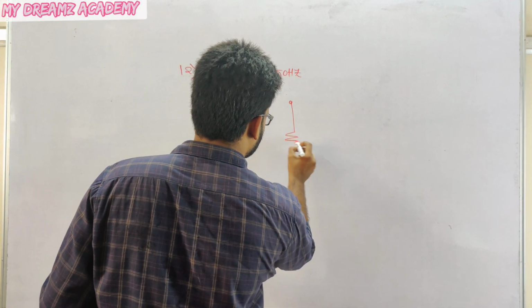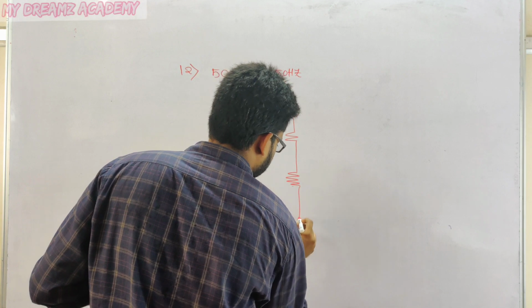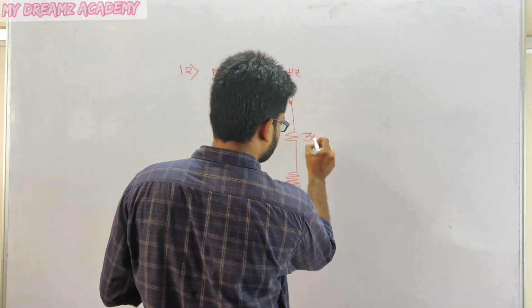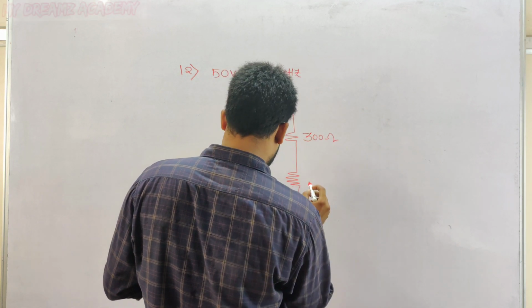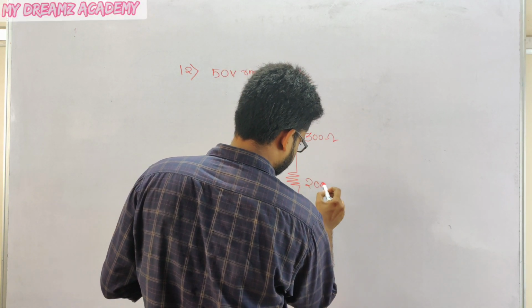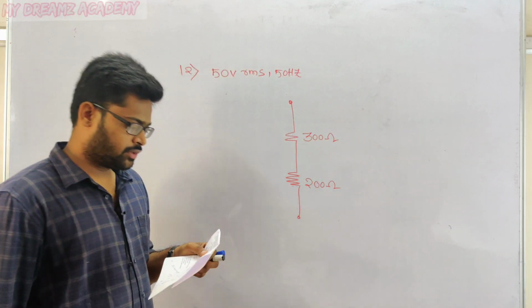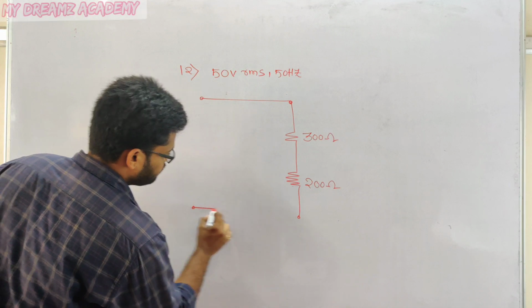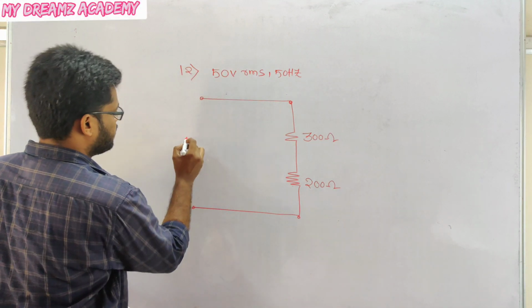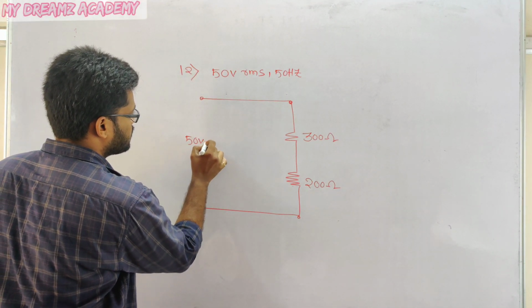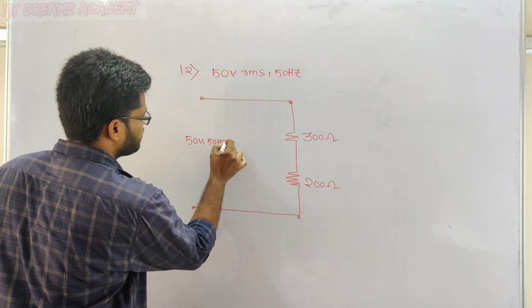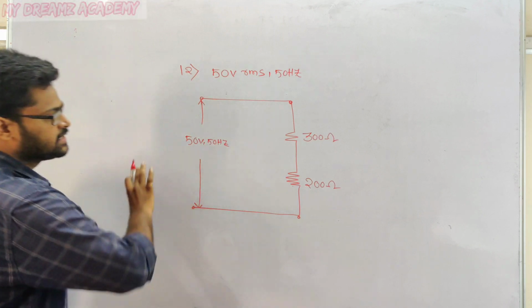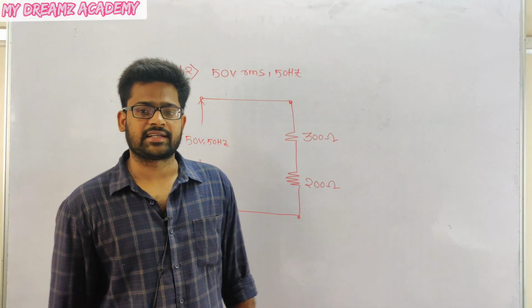Okay, we have two resistors like this. One value is 300 ohms and another one is 200 ohms, connected in series. We are applying this 50 volts RMS and 50 hertz frequency to this. So it is AC, AC is given to two series connected resistors.